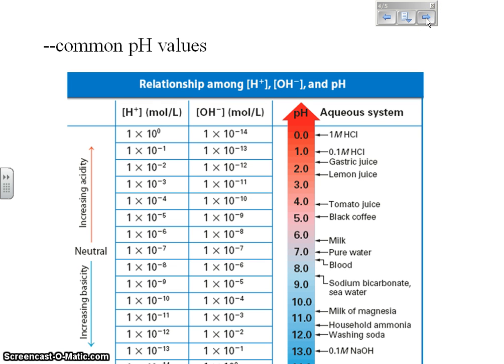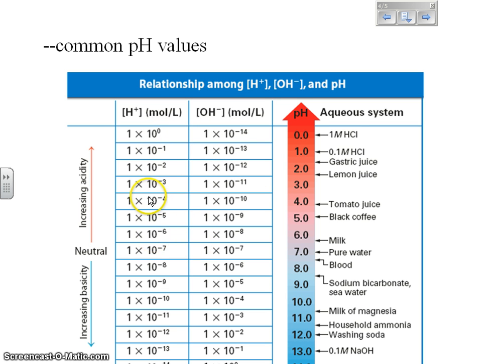Here are some common pH values, and down at the bottom of the screen, the program cuts off that last number, so I'll tell you right now what that is. That's 1 times 10 to the negative 14 for H positive, and that's 1 times 10 to the 0 for OH negative. Okay? And as you notice, everything adds up to 14.